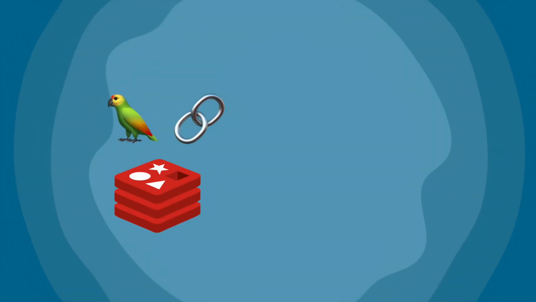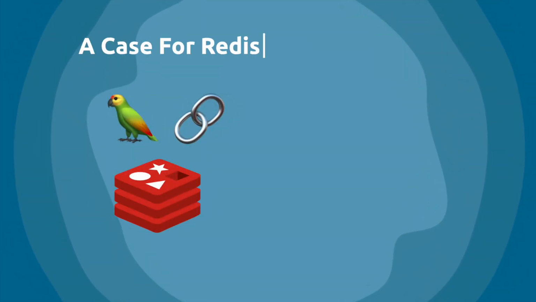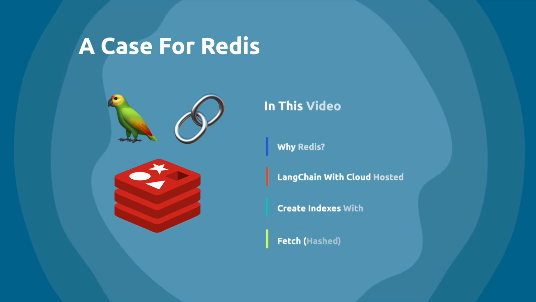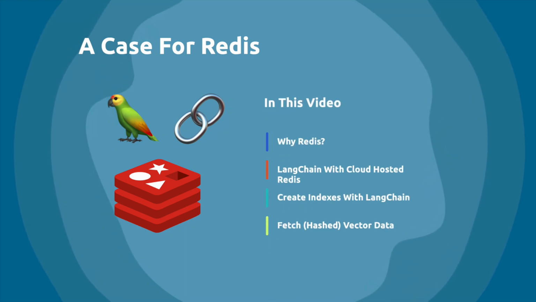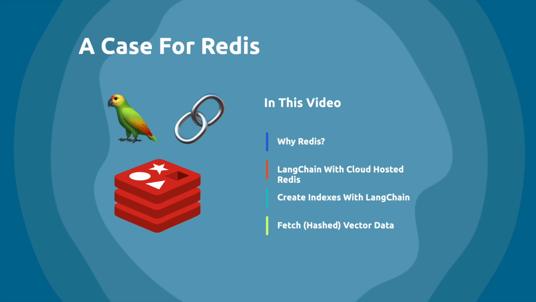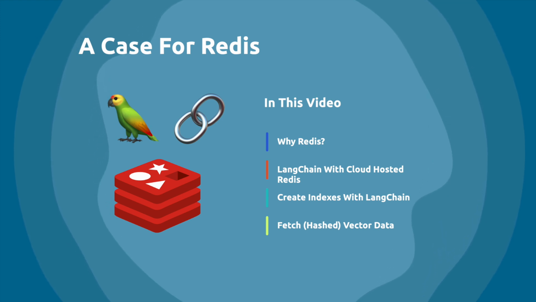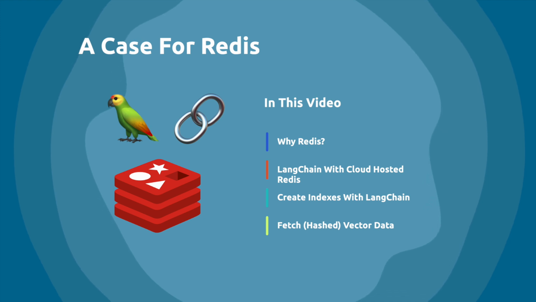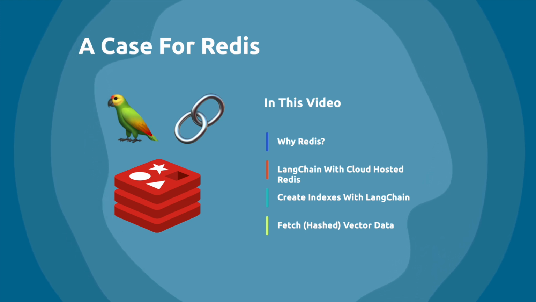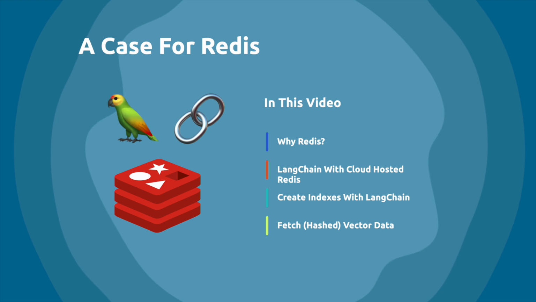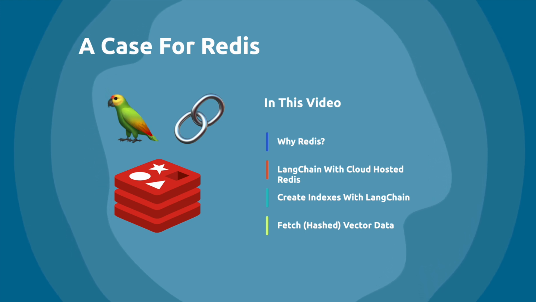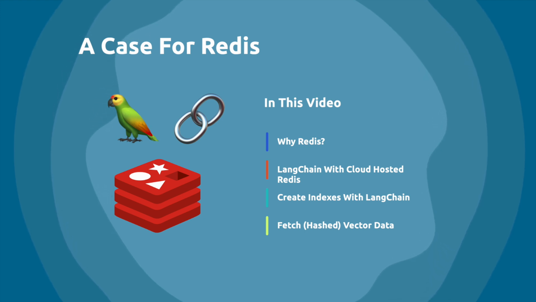In this video, we're going to have a closer look at how you use LangChain with Redis. I'm first going to make a case for why you want to consider Redis as a backend for your LLM application. Then I'm going to show you how you use LangChain with the cloud-hosted version of Redis, which is hosted on Redis.com. I'll create indexes and show how to retrieve the data using the Python library Redis-py, and quickly dive into how LangChain stores this data under the hood.